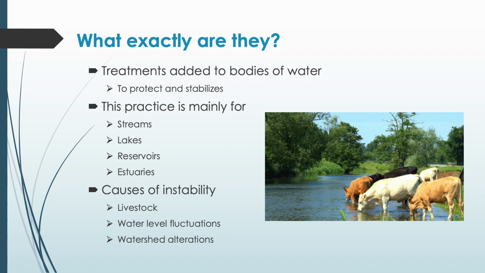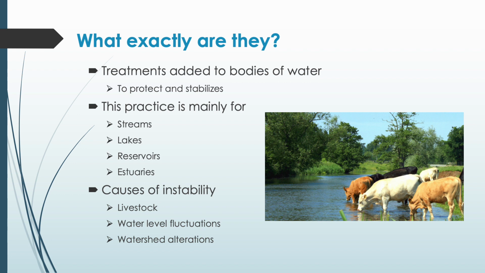What's the goal? Basically, this is just any treatments added to bodies of water. These treatments are supposed to protect and stabilize the water. This practice is mainly for streams, lakes, reservoirs, and estuaries. It's not really used for oceans or the Chesapeake Bay, not for bigger bodies of water, but mainly the bodies of water that you would see on a farm.